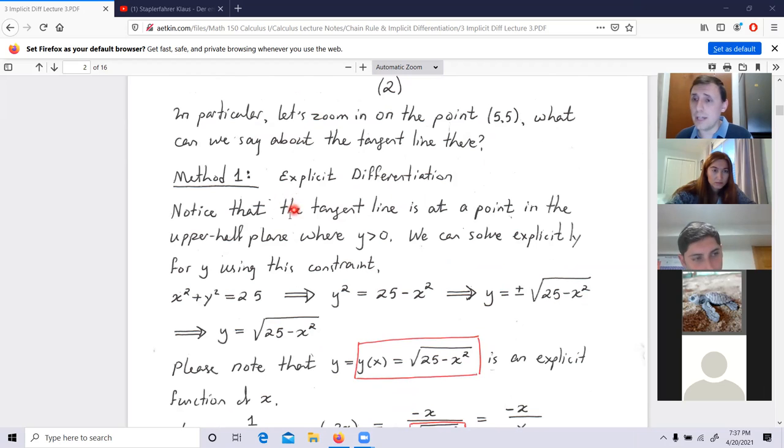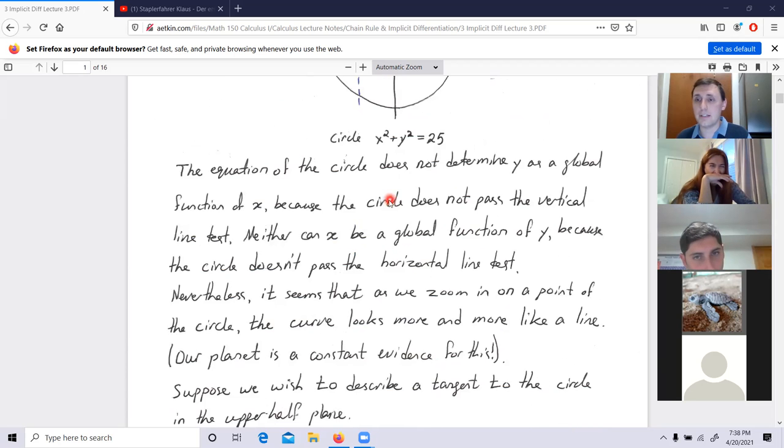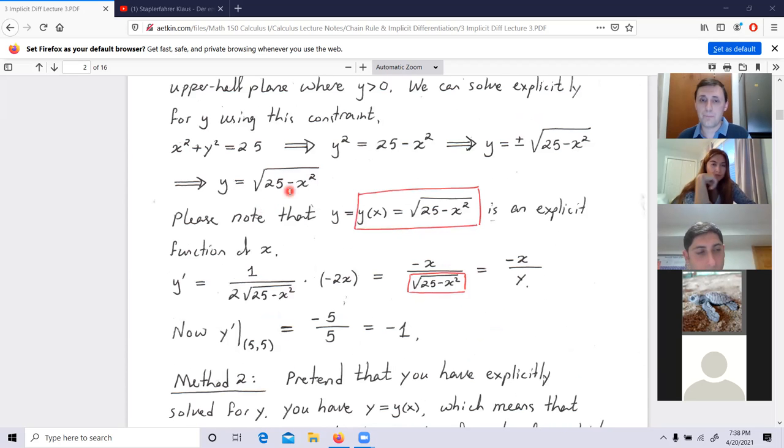So I need to obtain the formula, the function. So I have x squared plus y squared is 25, which means that y squared is 25 minus x squared. And then when I take the square root, y could either be plus the square root or minus the square root. You agree? And I pick y being the plus since I am in the positive y-axis region. Yes? So my function, look at it: y of x is root of 25 minus x squared.